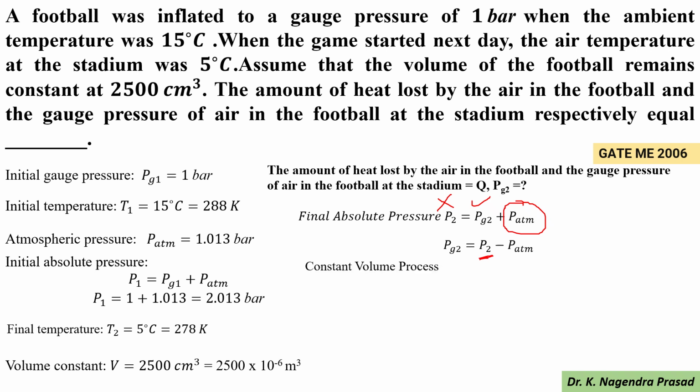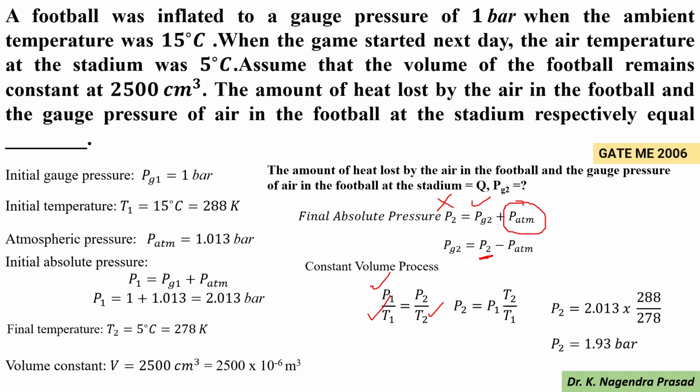So here the process is the constant volume process. In the constant volume process, PV is directly proportional to T, then volume is constant, which means P is directly proportional to T, then P1 by T1 equal to P2 by T2. So here P1 value we know, and T1 value we know, T2 value we know. So from this, P2 equal to P1 into T2 by T1. Substitute all the values, then P2 value is 1.93 bar.